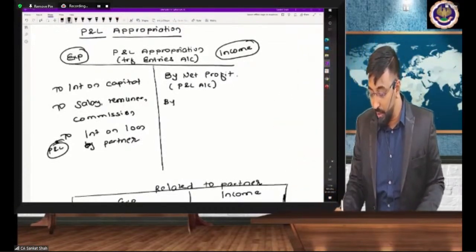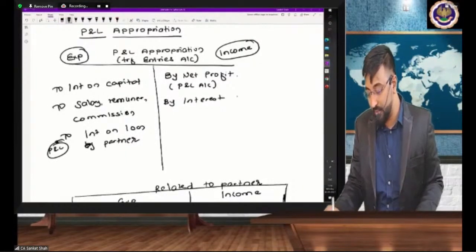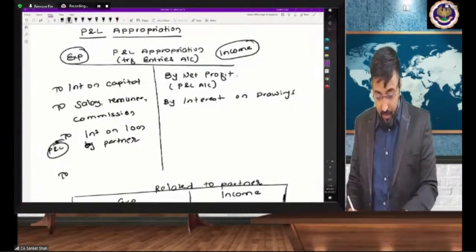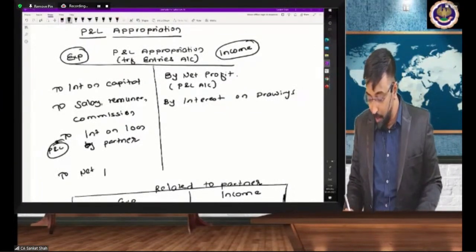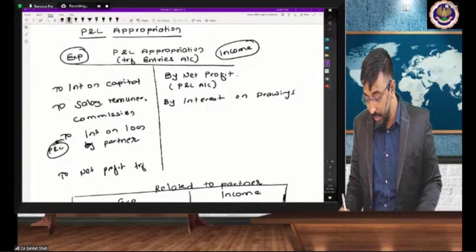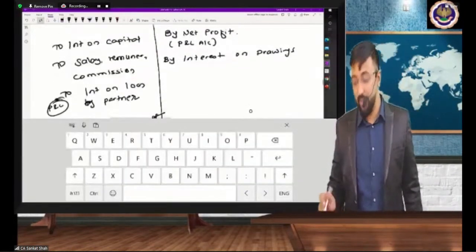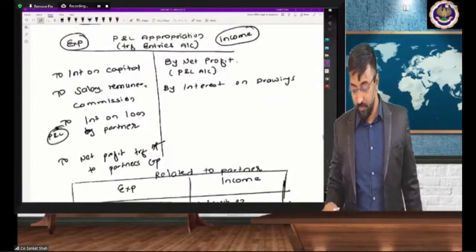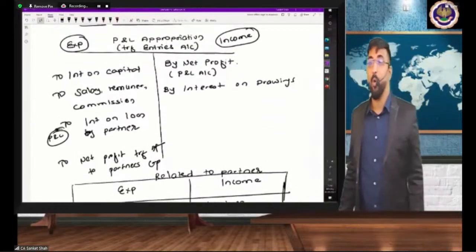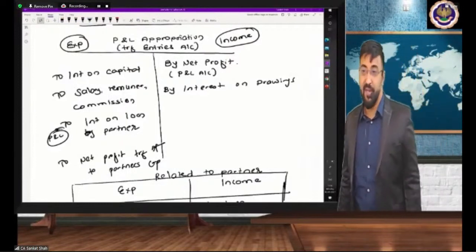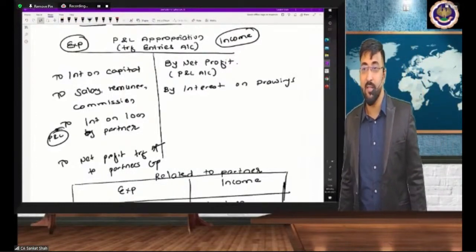And here you are going to write by interest on drawings. And then balancing figure to net profit, transferred to partners capital account. P&L appropriation and P&L transfer entries, income and expenditure. Yes, write down this appropriation account.